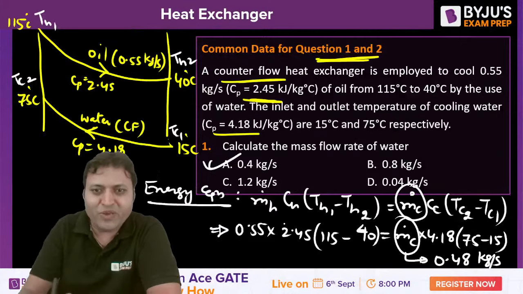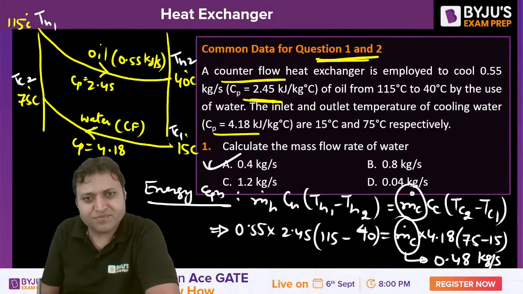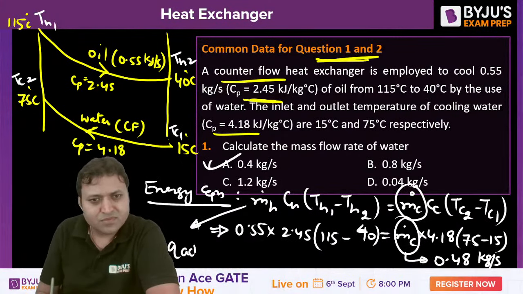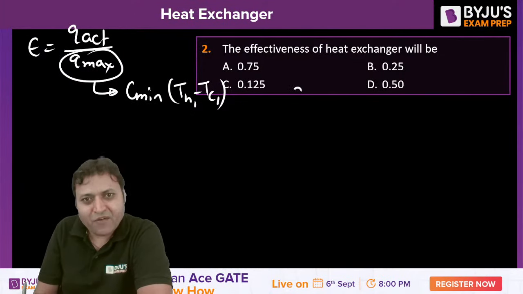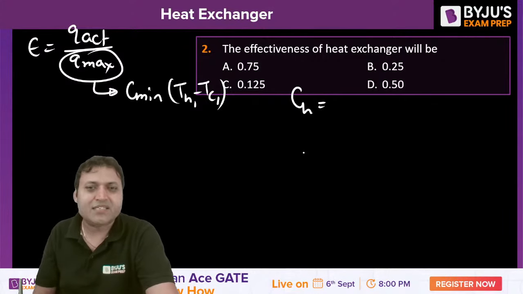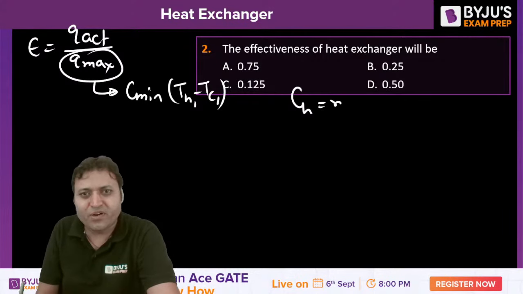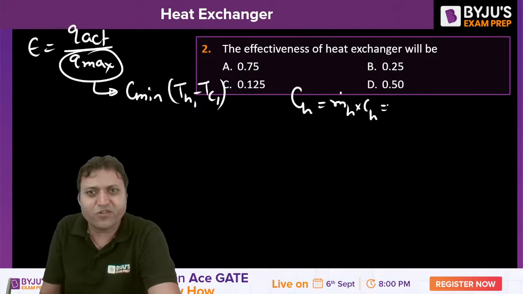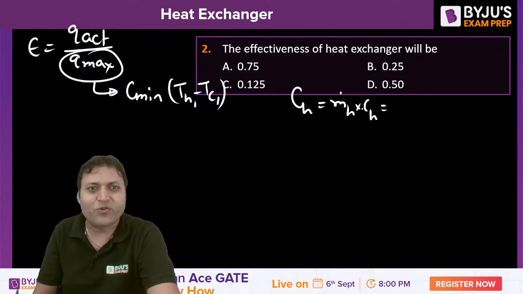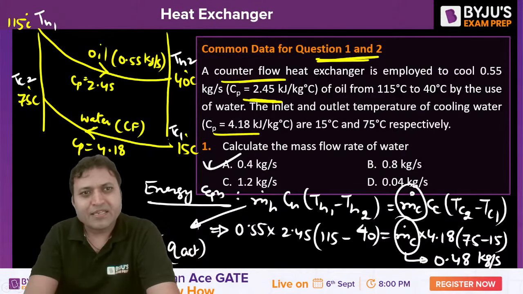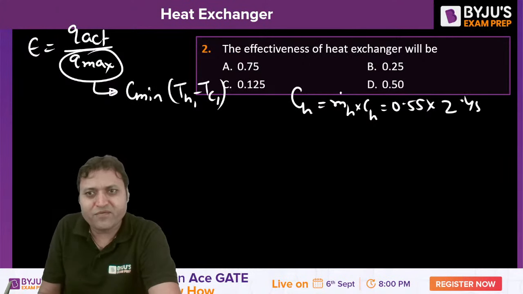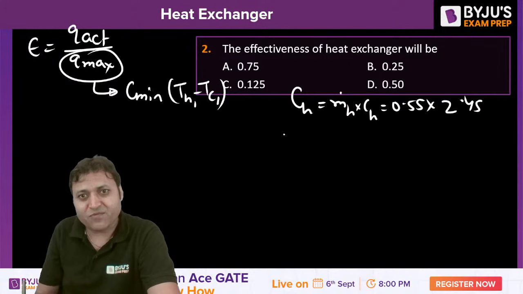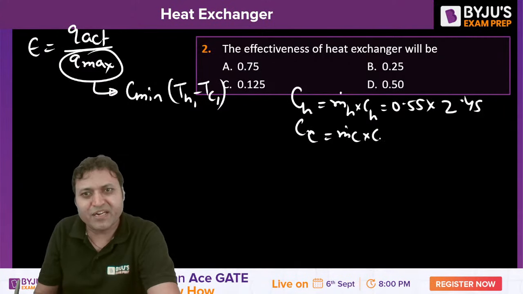Q actual we have already calculated. This is the actual heat transfer rate. So first of all, you need to find out C minimum. CH is the mass flow rate of hot fluid into specific heat of hot fluid, that is 0.55 into 2.45. The heat capacity of the cold fluid is the mass flow rate of cold fluid into specific heat of cold fluid.